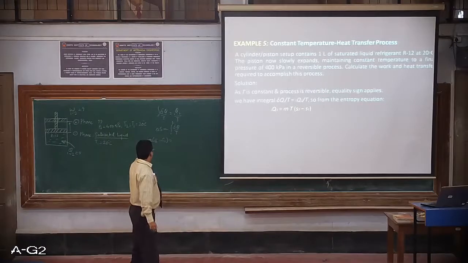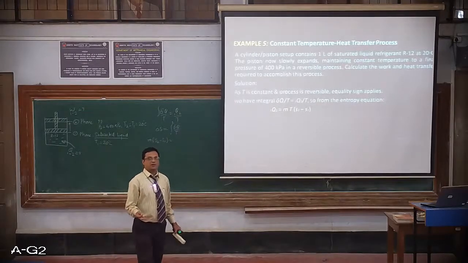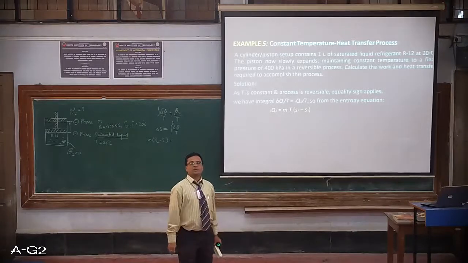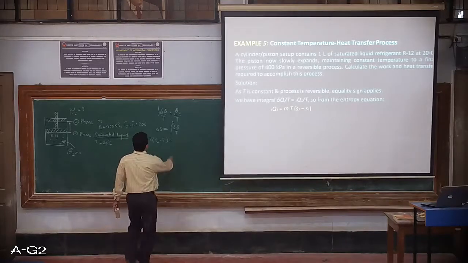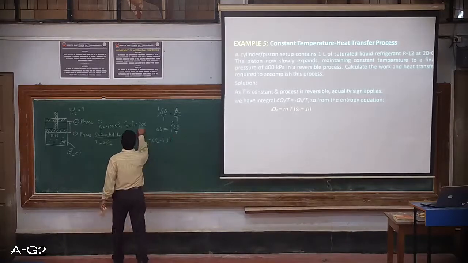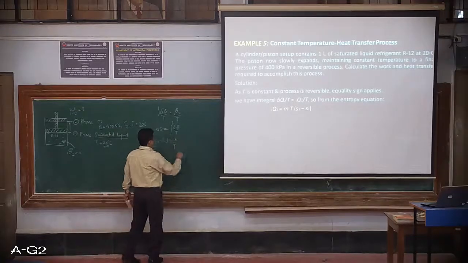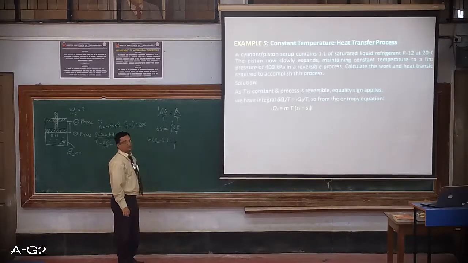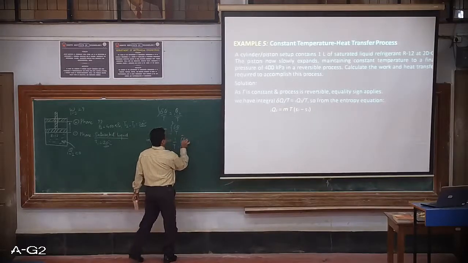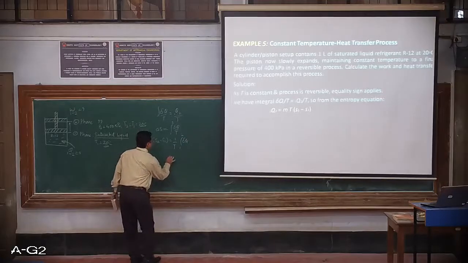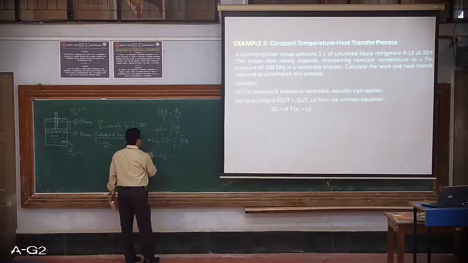So delta S, first you can write it as capital S2 minus capital S1, or on a specific property basis it is M into (S2 minus S1). Now here, since it is given that the temperature remains constant, we have a constant temperature approach. So 1 by T comes out of the integral term, and the remaining is the integral of delta Q.